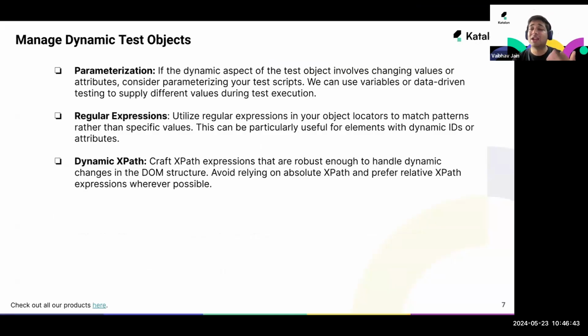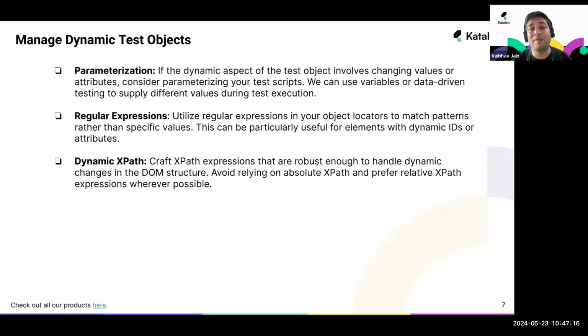Okay, there are a couple of methods or options available where we can handle the dynamic object. First, we can do parameterization. If you know that the ID property is changing with particular values and you know that value, we can parameterize that particular attribute. To do parameterization, we can go with local variables, global variables, or data files also, which I'm going to show in the live demonstration.